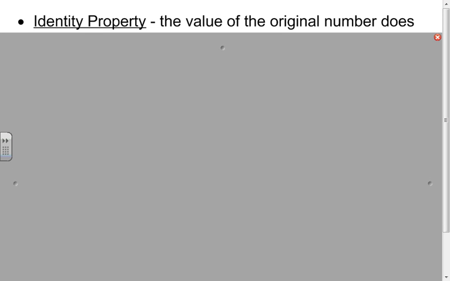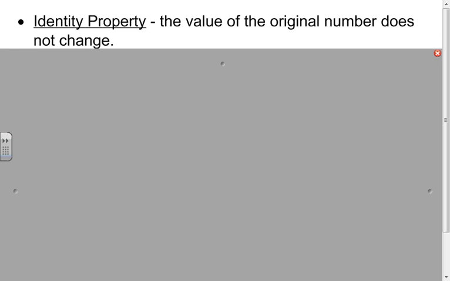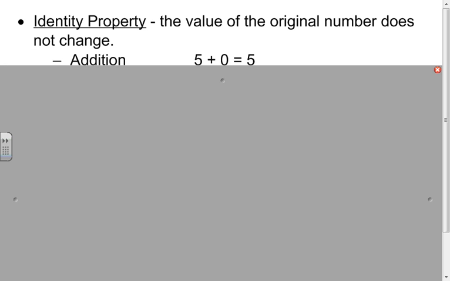The next property is called the identity property. If you think about the word identity, identity is who you are. Okay? You can't change who you are. In the identity property, the value of the original number does not change. It stays the same. So there's an identity property for addition.